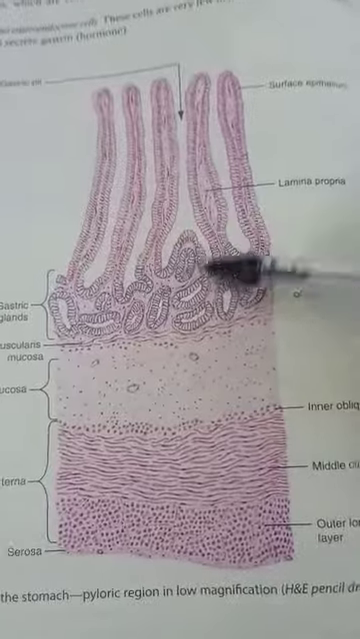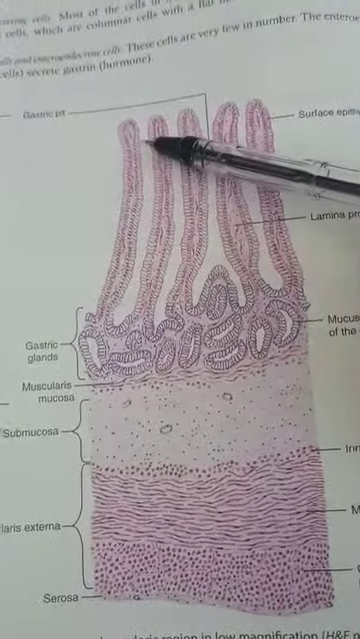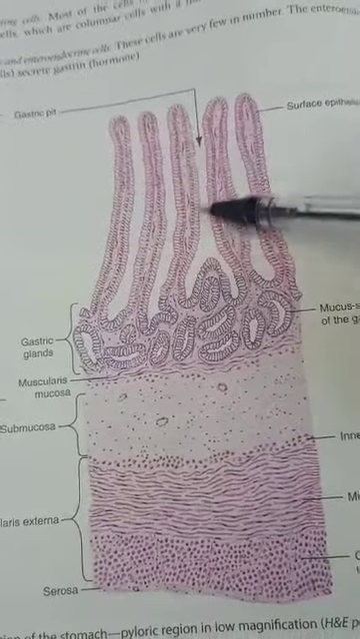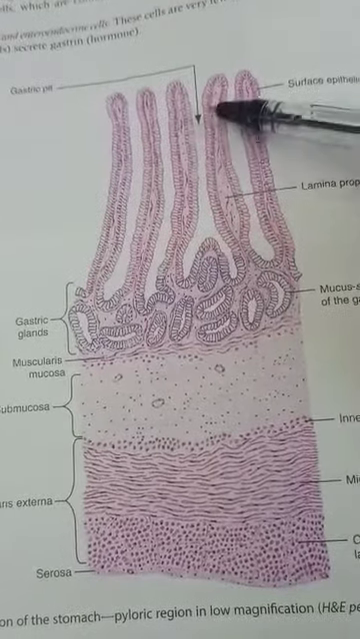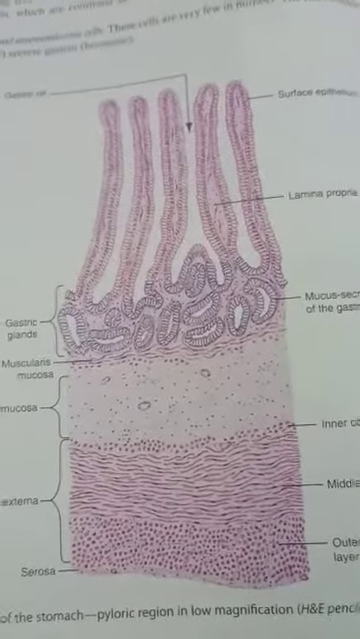In the mucosa we can see small pits. These are known as gastric pits. Gastric pits can be seen in the mucosa. So this is the histology or structure of the stomach.